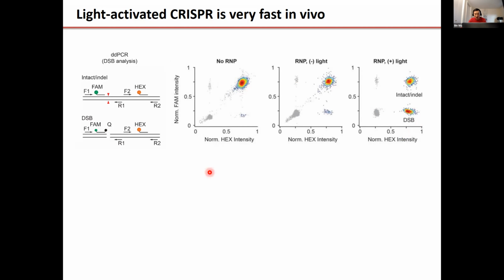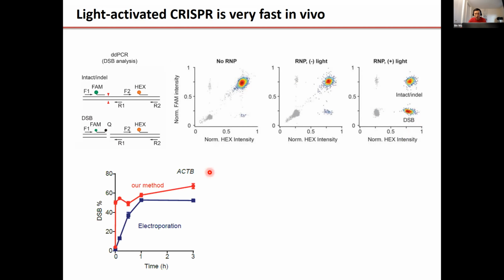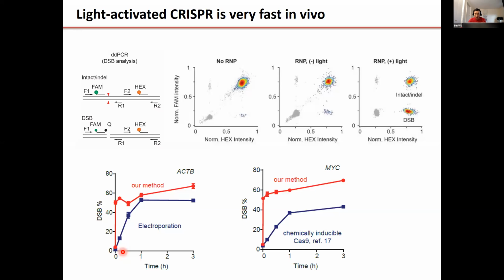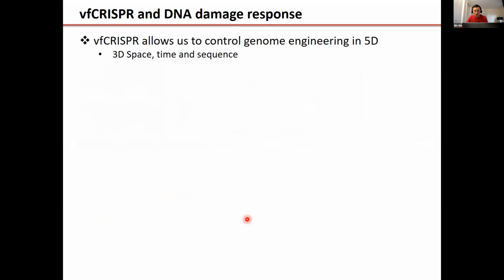So our very fast CRISPR is able to generate 50% double-strand breaks at 30 seconds after we shine light, for example, at the beta-actin locus. That's the earliest time we can harvest the DNA. But the previous method can only be activated after 1 hour and also with reduced efficiency. So the very fast CRISPR allows us to control genome engineering in 5D: anywhere in 3D space, anytime, and also in any DNA sequence.